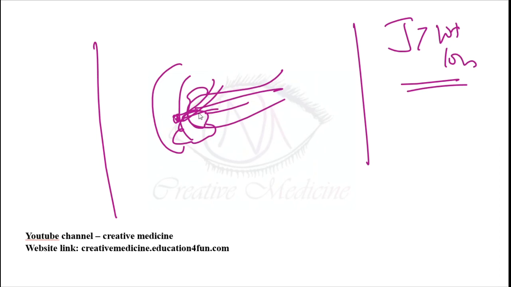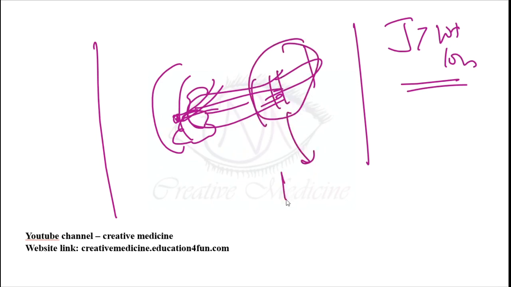Then you can also see carcinoma of the body and tail of the pancreas. The tumor can also be seen in the body and tail of the pancreas, and it causes the symptom of weight loss. Carcinoma of the body and tail of the pancreas causes weight loss.